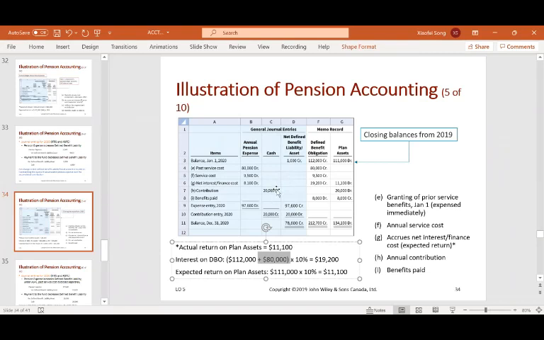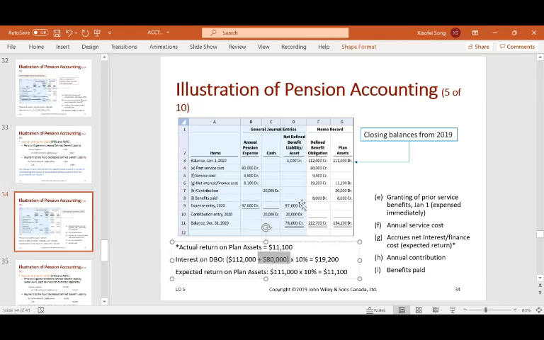That will reduce cash, credit, and increase plan assets, debit. And the benefit paid has nothing to do with ledger accounts, but decreases plan assets, credit, and decreases benefit obligation, debit. So at this point, we have everything calculated.